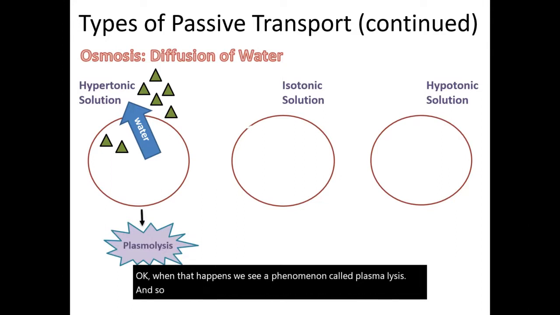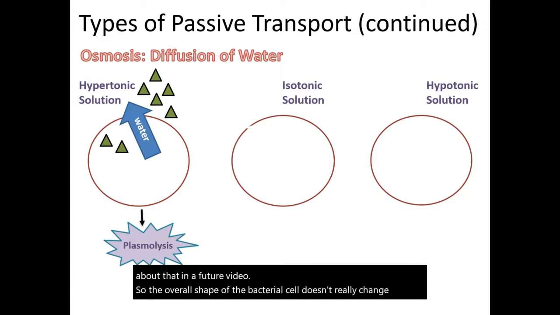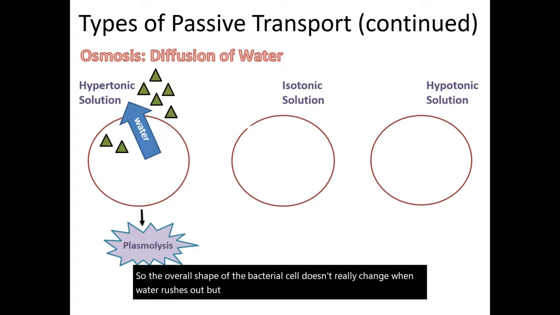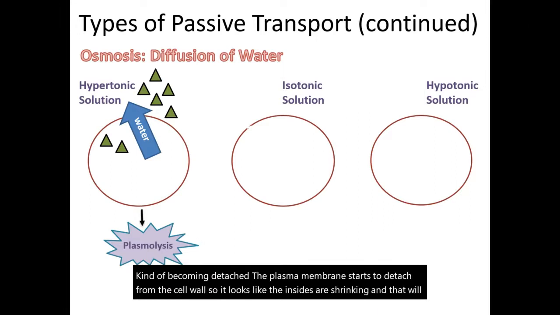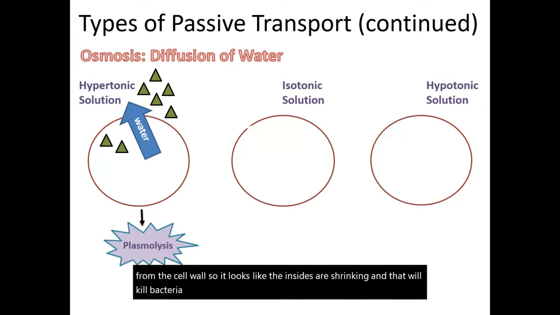And so with bacteria, they do have a cell wall. We're going to talk about that in a future video. So the overall shape of the bacterial cell doesn't really change when water rushes out, but you do see the inside of the cell kind of becoming detached. The plasma membrane starts to detach from the cell wall. So it looks like the insides are shrinking, and that will kill bacteria, okay? So plasmolysis is the term we use for prokaryotes when they're placed in a hypertonic solution.